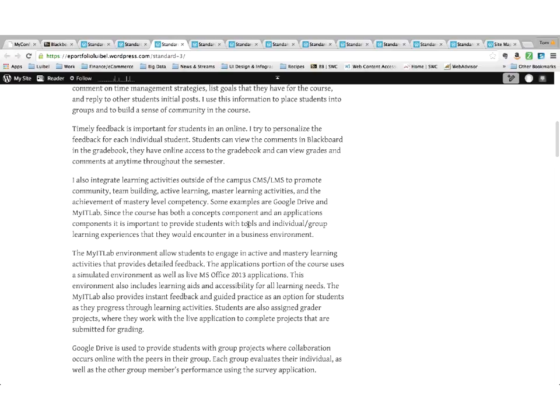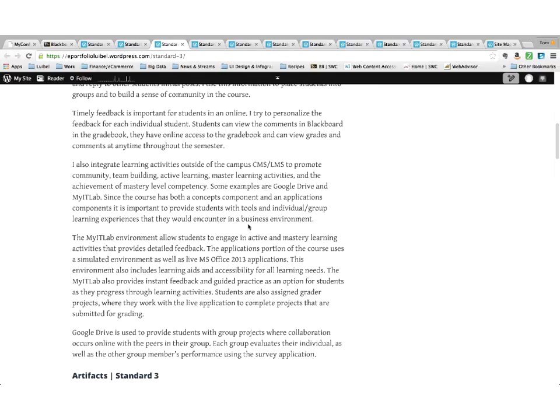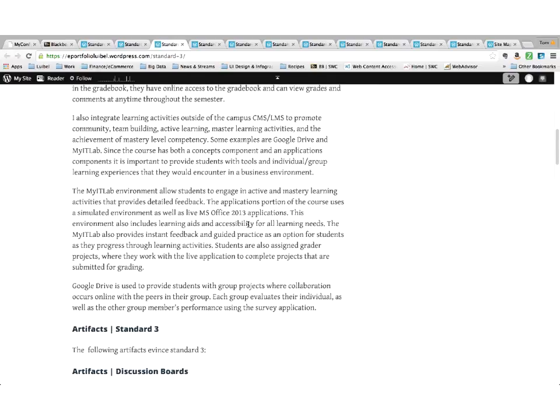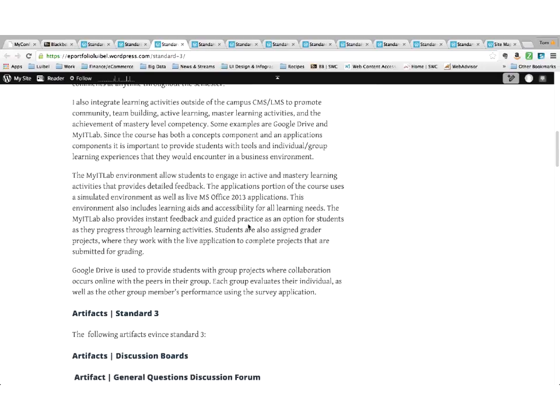I try to personalize the feedback for each individual student, and students can view the comments in Blackboard in the gradebook. They have online access to the gradebook and can view grades and comments at any time throughout the semester. I also integrate some learning activities outside of the campus CMS LMS, in our case, Blackboard. This is to promote community, team building, active learning, master learning activities, and the achievement of master level competency.